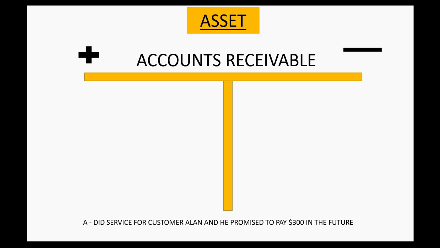So if we take a look at an example, if we did a service and Alan promised to pay in the future, well, that means you will receive more in the future. So the accounts receivable account will be debit because it's plus. You will receive more in the future. And of course, the other account will be credit. And in this case, like usual, it'll always be income credit.